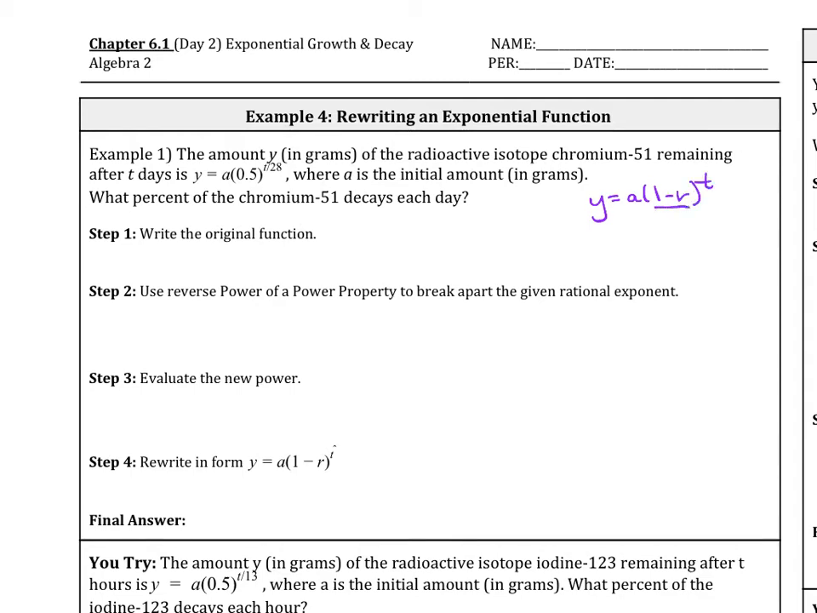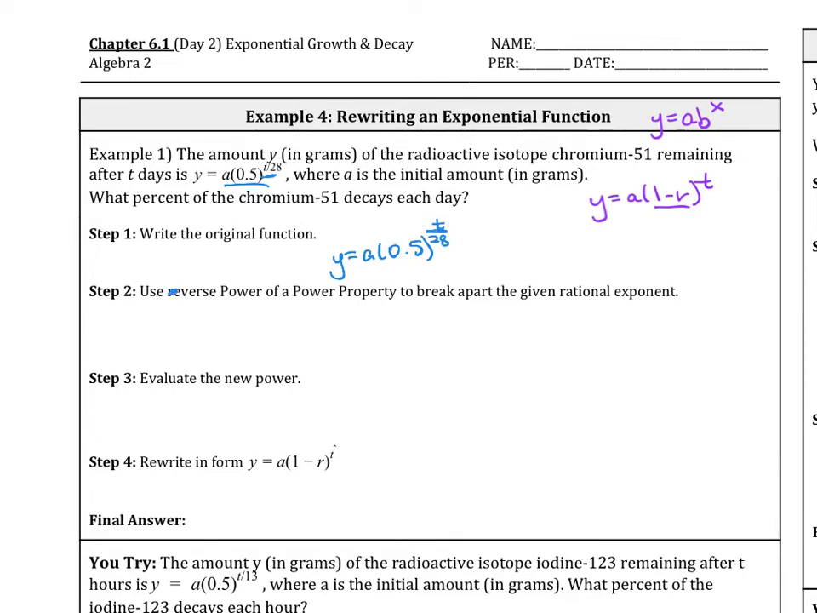And then remember this 1 minus r, thinking back to our basic exponential function, y equals a times b raised to the x. So let's rewrite the original function first of all. So it's y equals a times 0.5 to the t over 28. It's better to write it like this. This is how they write it in the book, but really write it in this form here.